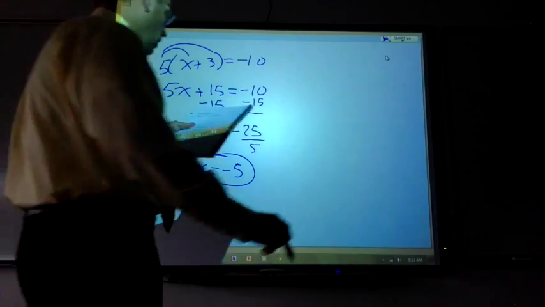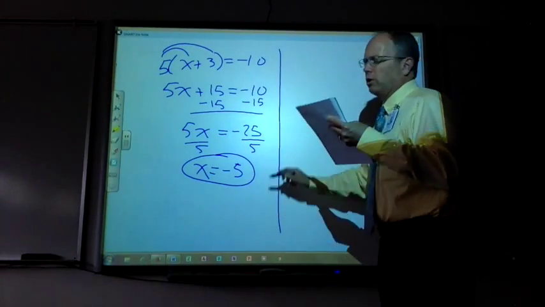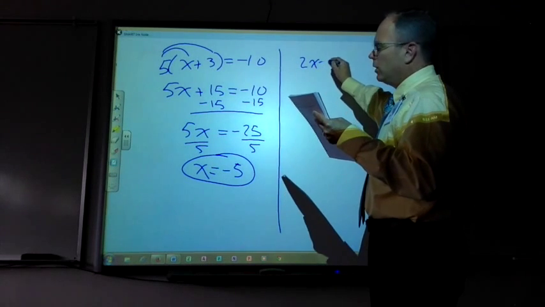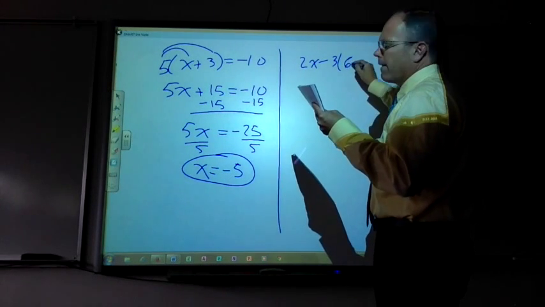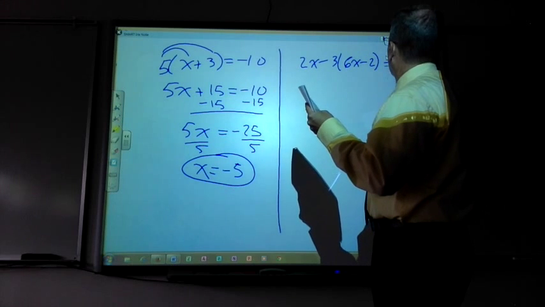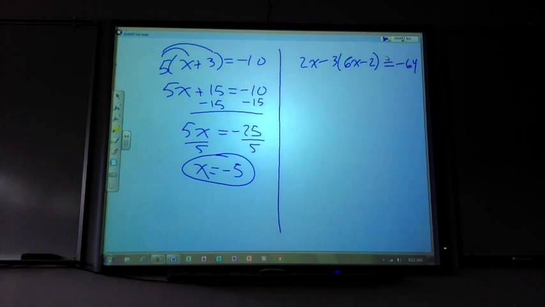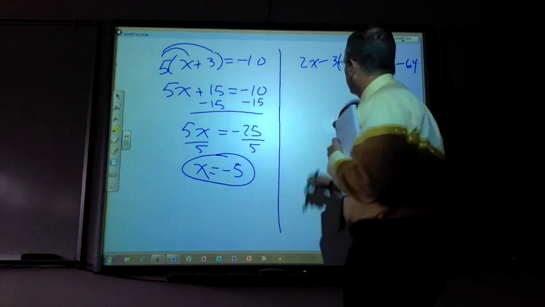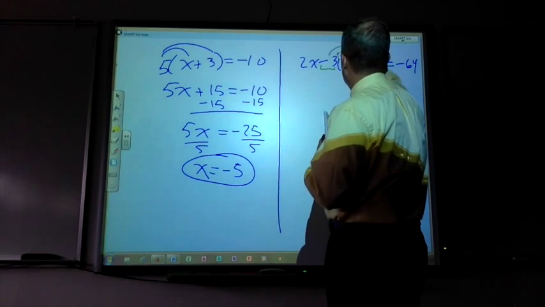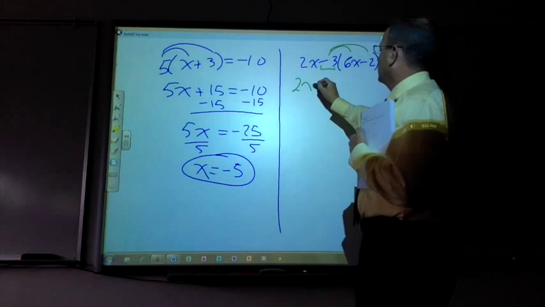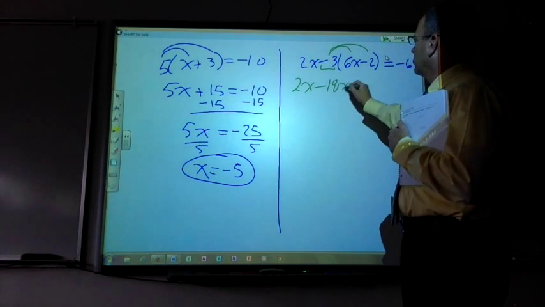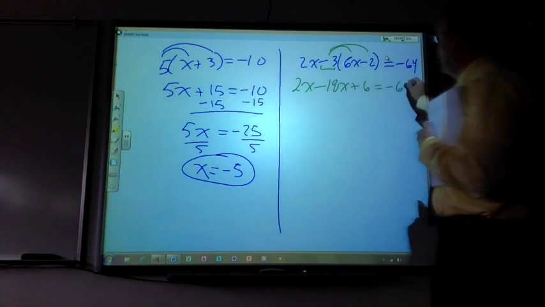Number 2 gets a little tougher because there's a few places where students could make an error. One of the first spots where students could make an error is they'll distribute 3 over to everything, but they don't distribute the negative as well. The negative 3 has to go to both parts up here. So this whole thing has to be distributed here and here. So the 2x stays as is. You get minus 18x plus 6 equals negative 64.